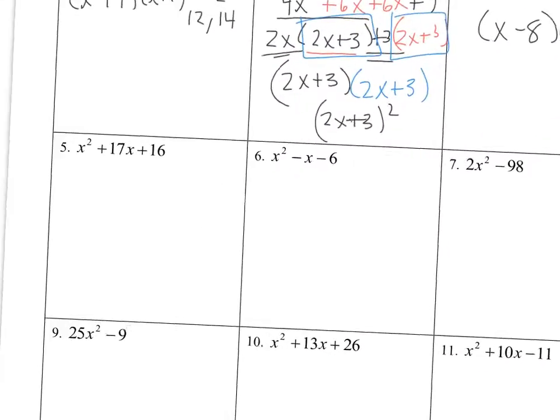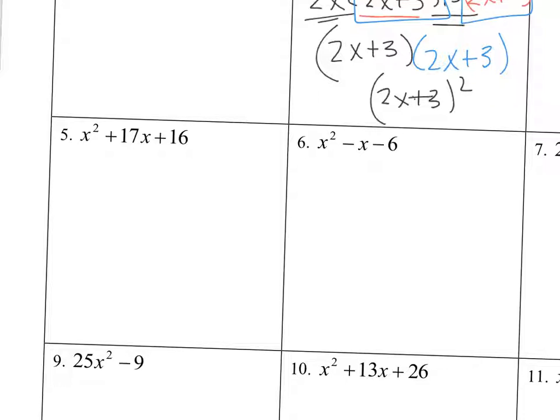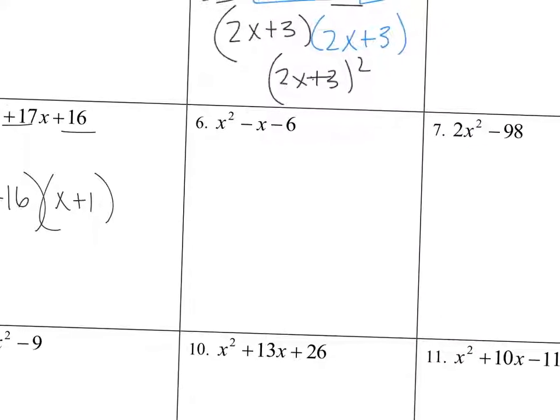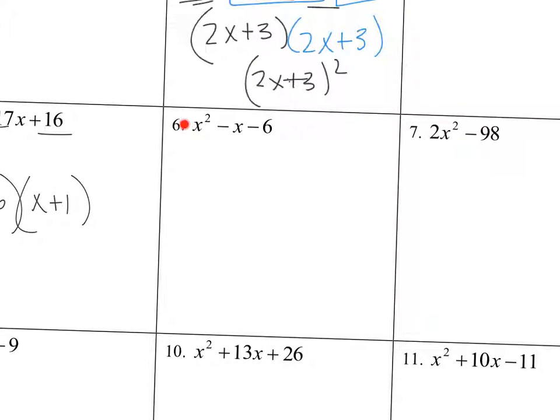And then number 5, no greatest common factor again. The number in front here is 1, so I have to think of factors of 16 that add to 17. So that's 16 and 1. Number 6, same thing. There's not a greatest common factor. The number in front here is 1, so I do factors of negative 6 that add to negative 1. So that's negative 3 and positive 2.